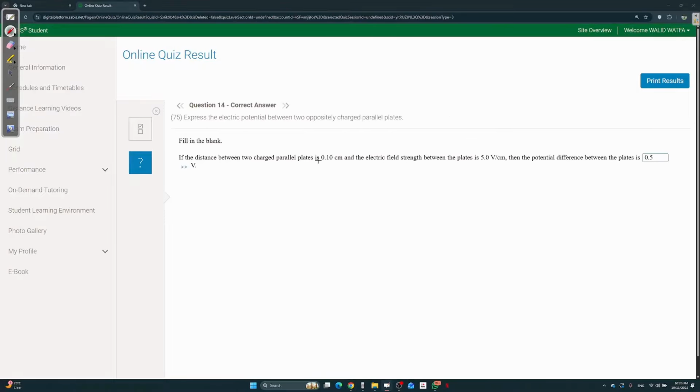Alright, over here they gave the distance between two plates is 0.10, so this is D. With the electric field strength is 5, so this is E. Well, they want you to find the potential difference V. So it's very easy. V is equal to E times D. So simple. You do 5 times 0.1, you get 0.5.